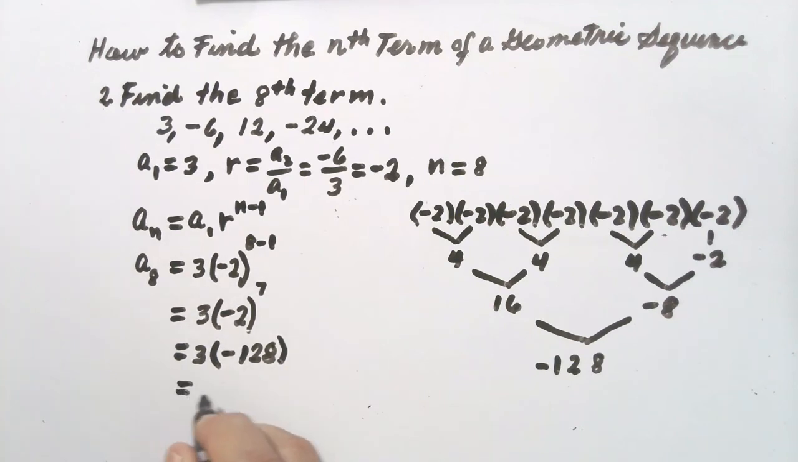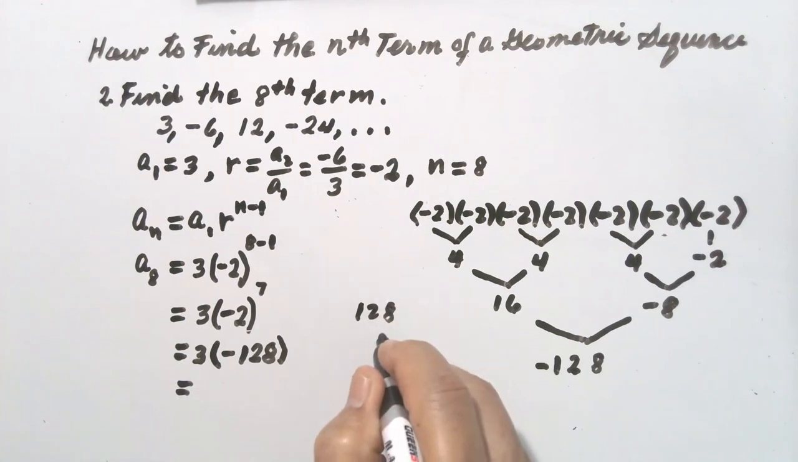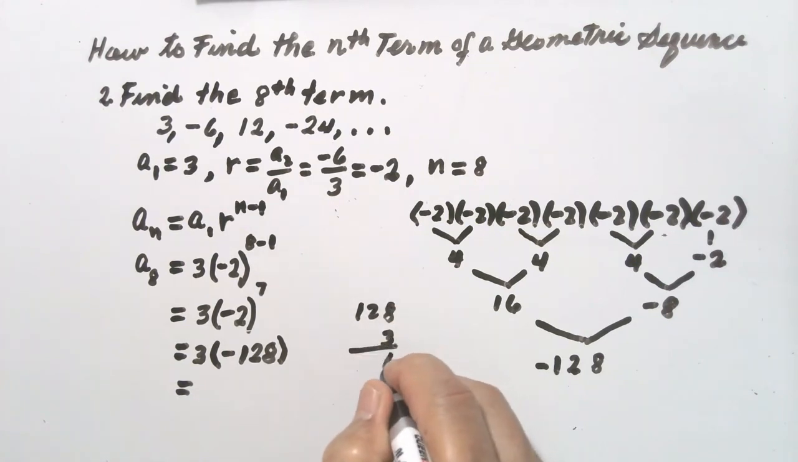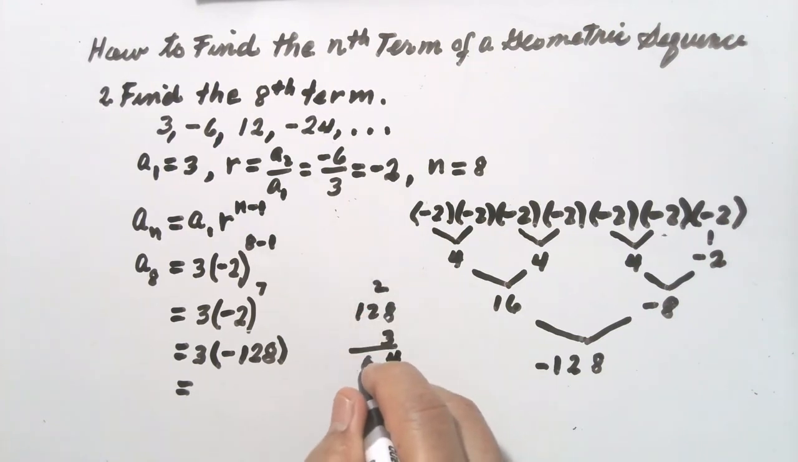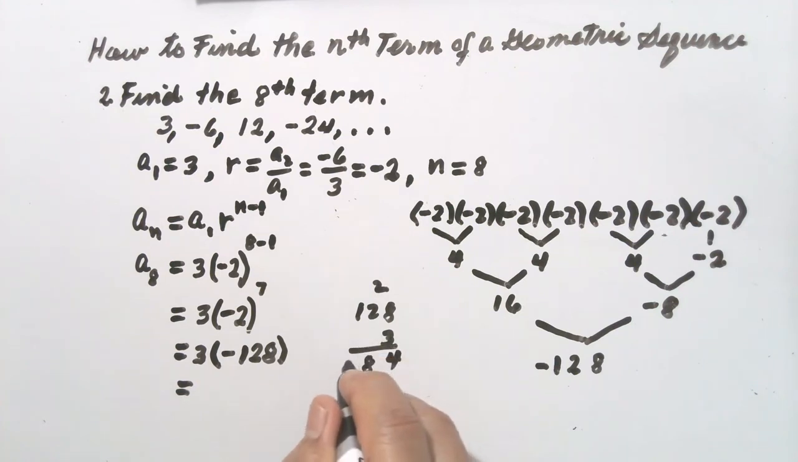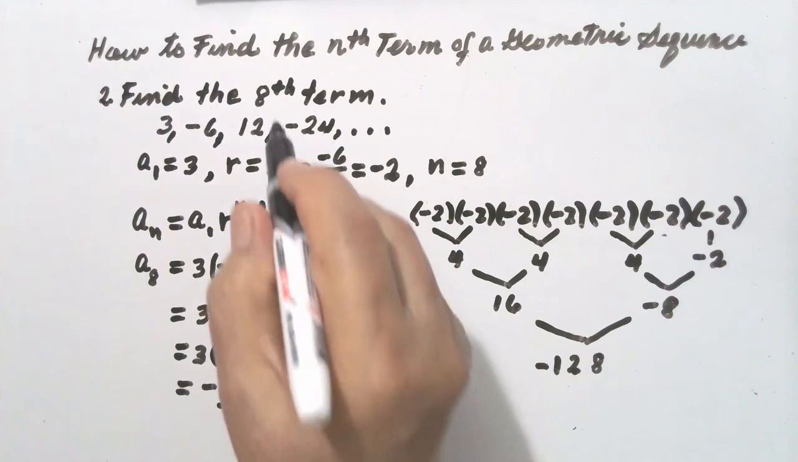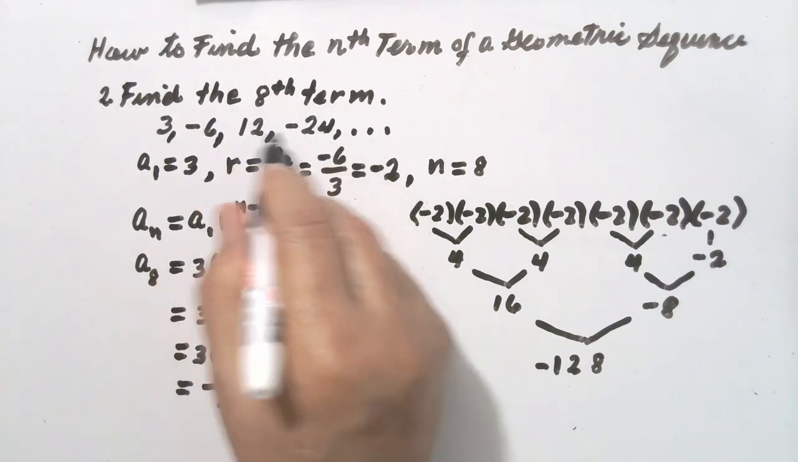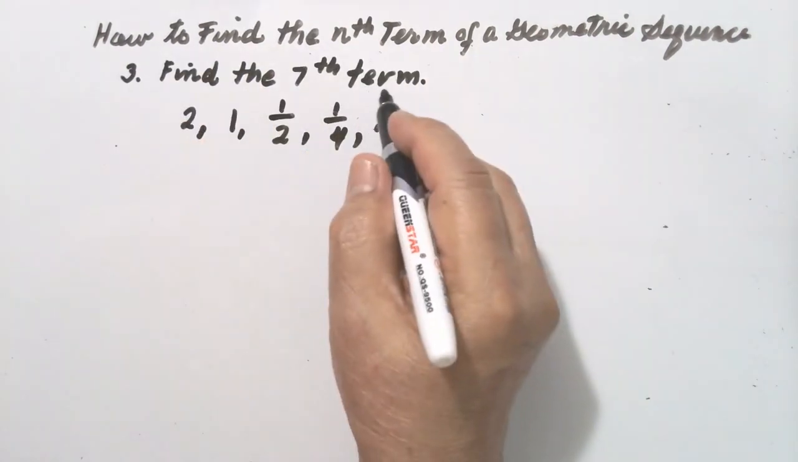Now, better do it here, 128 times 3: 24, carry 2, 6 plus 2, 8. 3 times 1, 3. But this is negative, so the product is negative. So negative 384. Negative 384 is the 8th term in this geometric sequence.